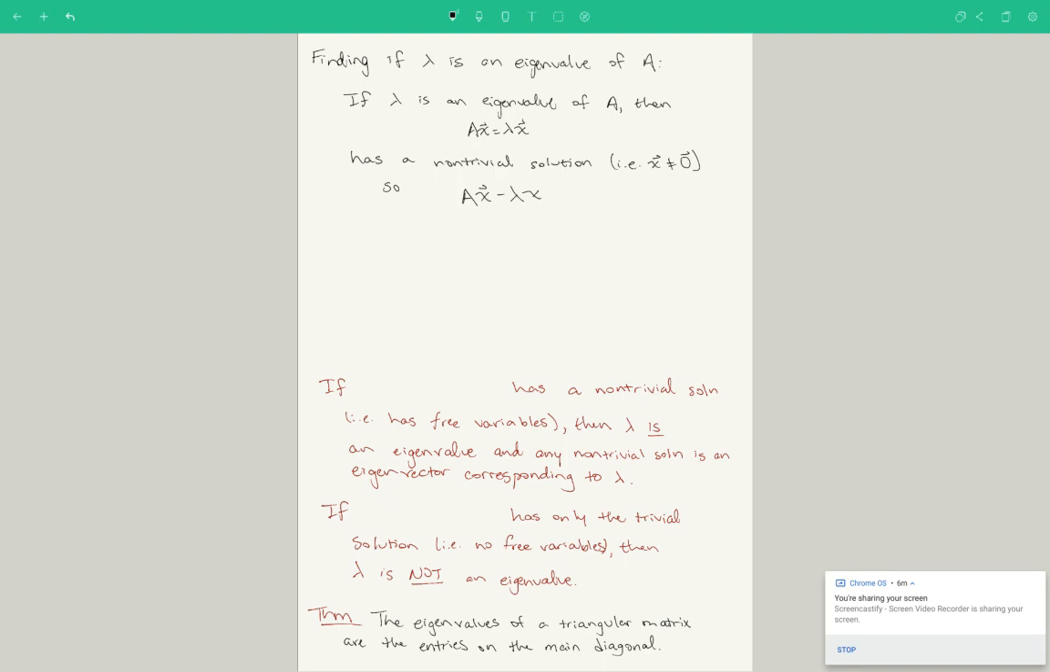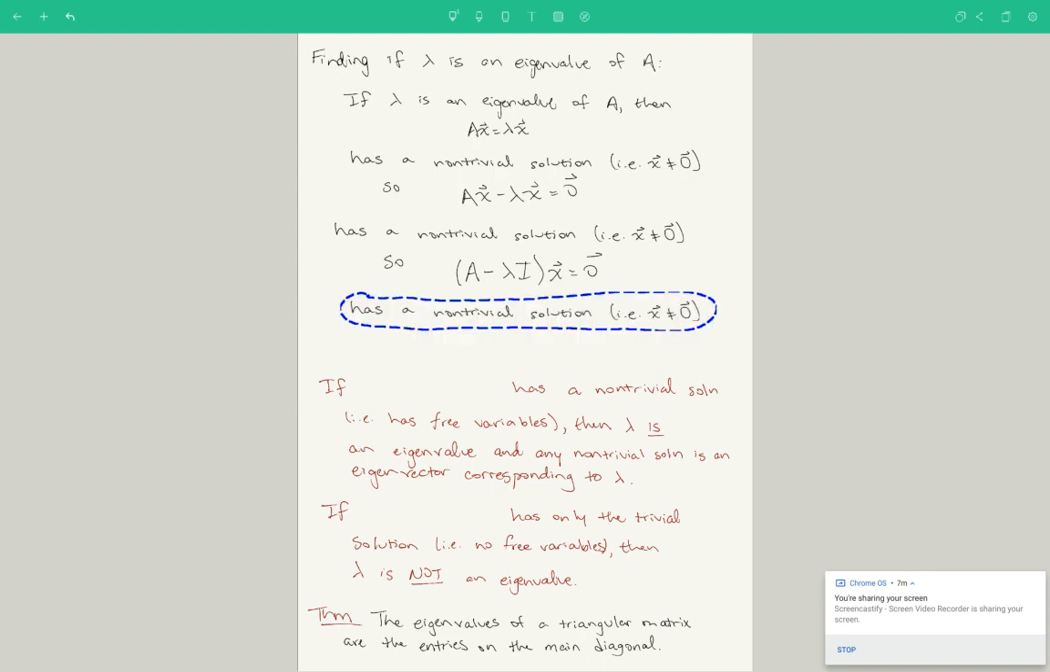So we're going to subtract lambda x from both sides. If that's true, then this should also be true. This should also end up having a non-trivial solution. So now we're looking at Ax minus lambda x equals 0. What can we do with this? Well, we notice that both of those are multiplied by x, so we can factor an x out. This would look like A minus lambda times the identity matrix times x equals 0. And this should also have a non-trivial solution because we just factored out an x.